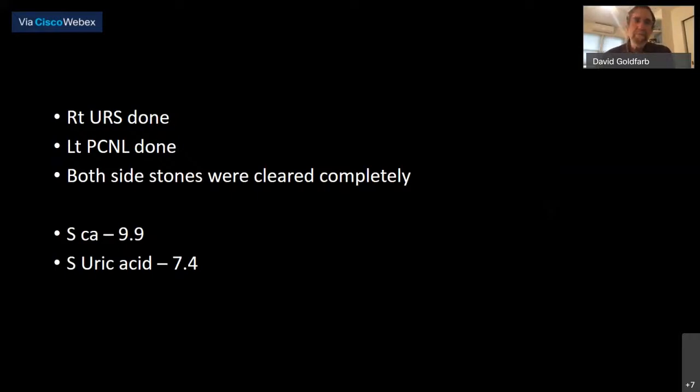A quick question I want to ask you is that in a pediatric age group, what is your opinion about 24-hour versus the single random sample urine for all the metabolic workup? So, what is your opinion about that?